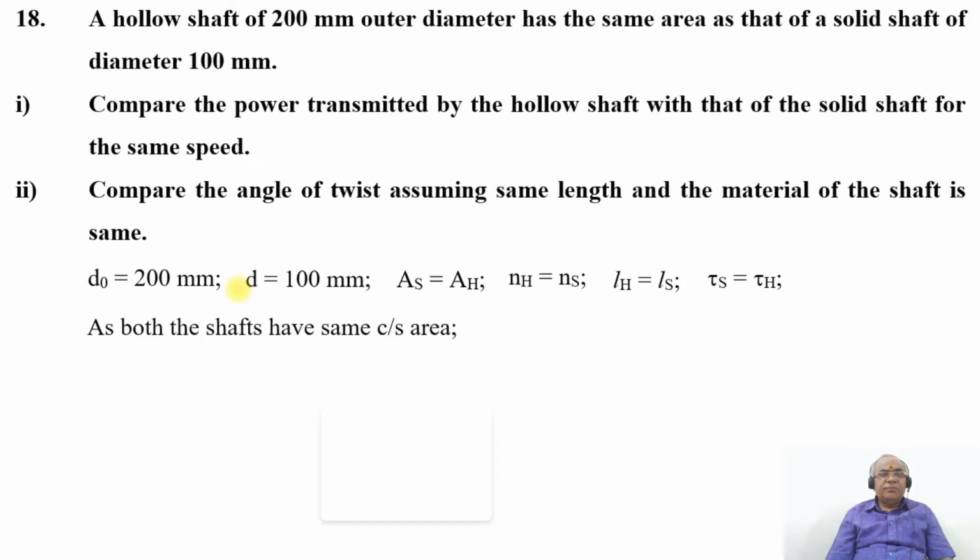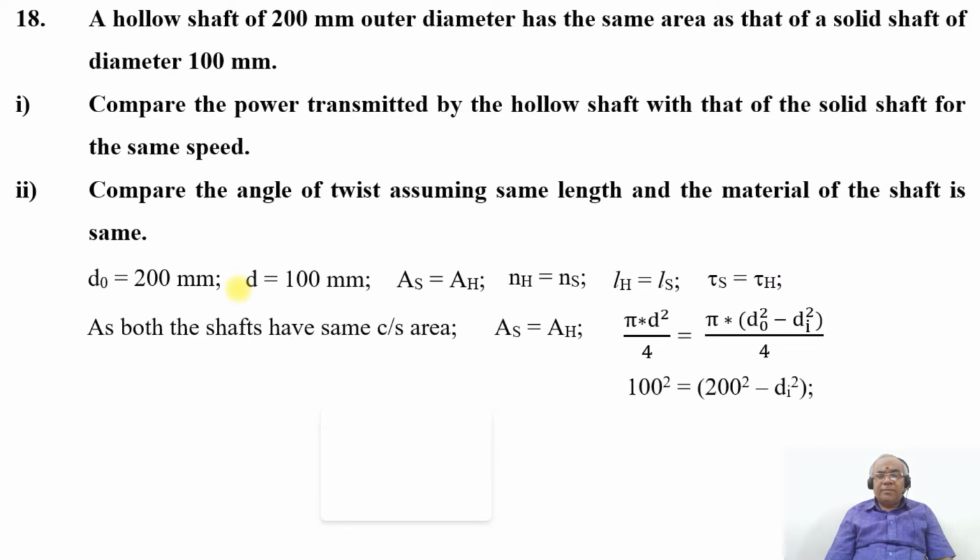As both shafts have the same cross-sectional area, AS will be equal to AH. So pi D square by 4 will be equal to pi by 4 into D naught square minus Di square. The pi by 4 gets cancelled. So D square, 100 square, will be equal to D naught square, which is 200 square, minus Di square. So the inner diameter of the hollow shaft, Di, will be equal to 173.2 mm.